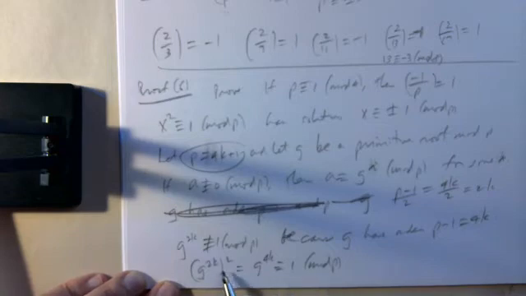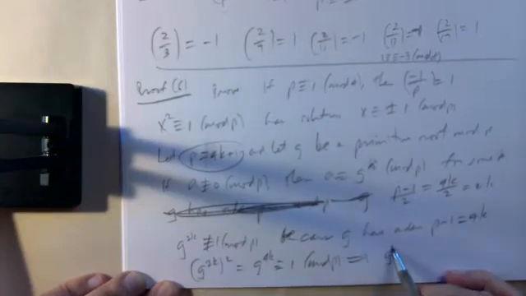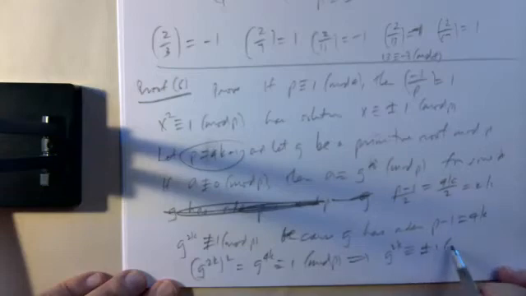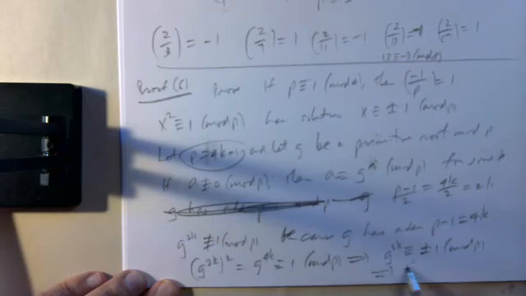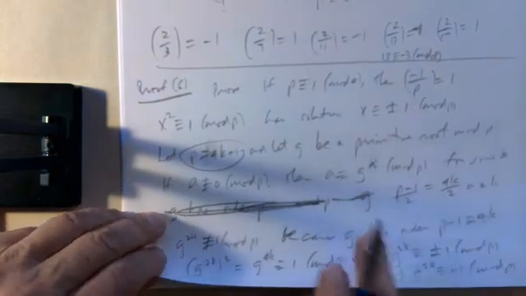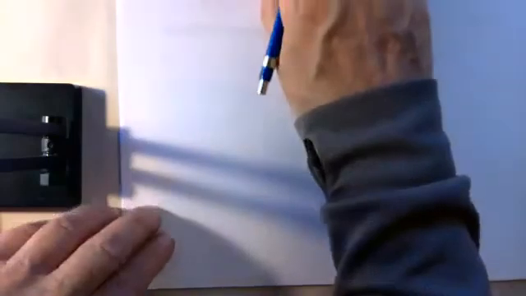And what are the square roots of 1 mod P? G to the 2K has to be congruent to plus or minus 1 mod P. And so G to the 2K is congruent to minus 1 mod P. So let me repeat the argument, because it really is not such a complicated thing.